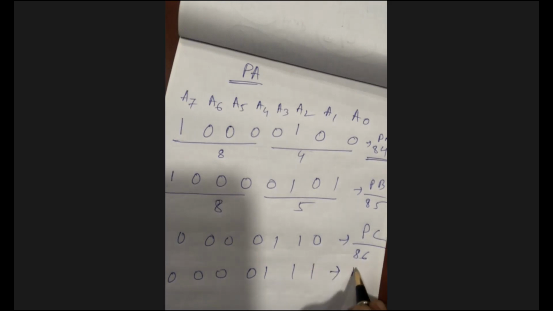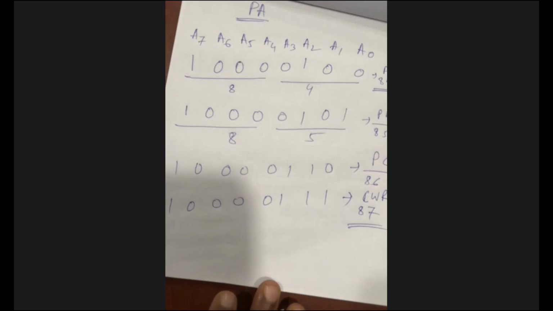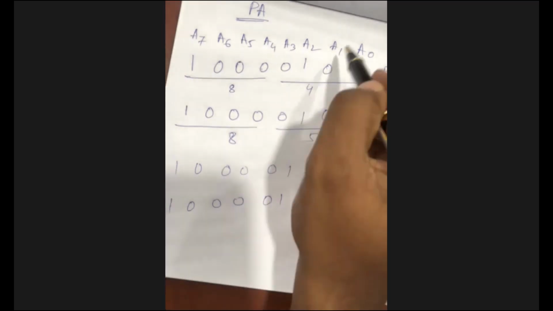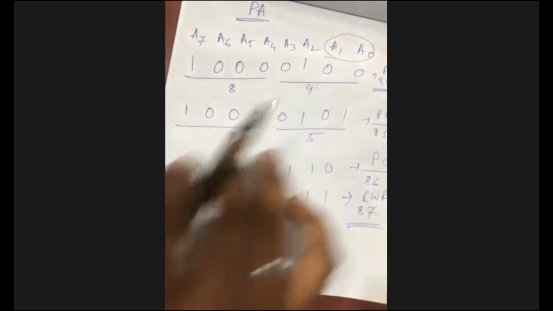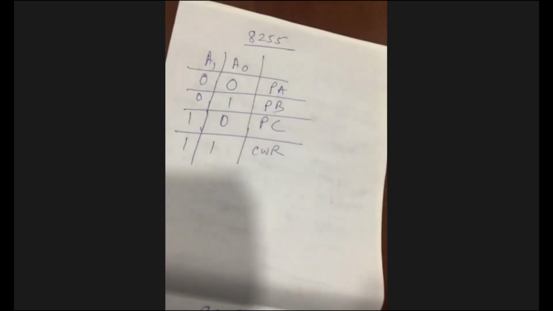Next, CWR, 87. Is it clear? Only A0 and A1 will be changed. Only these two parts will be changed according to this table. Okay. Yes, sir.